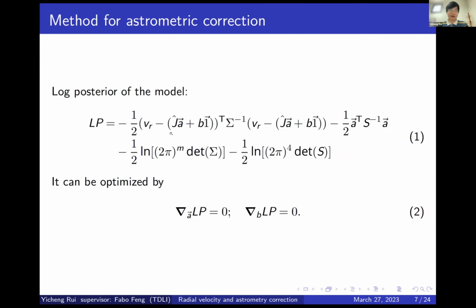Since it's a linear model, we can easily optimize it by taking the derivative, or you can say the gradient with respect to the parameters, and setting the gradient to 0. The effect of this posterior is to decrease the scatter of the radial velocity.